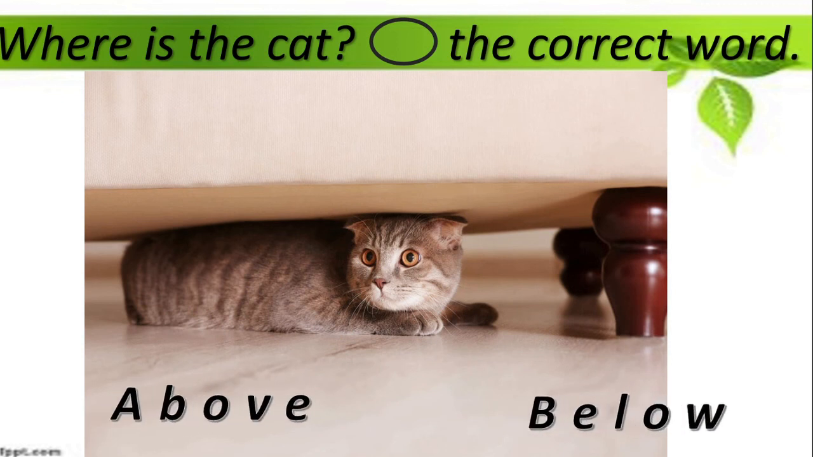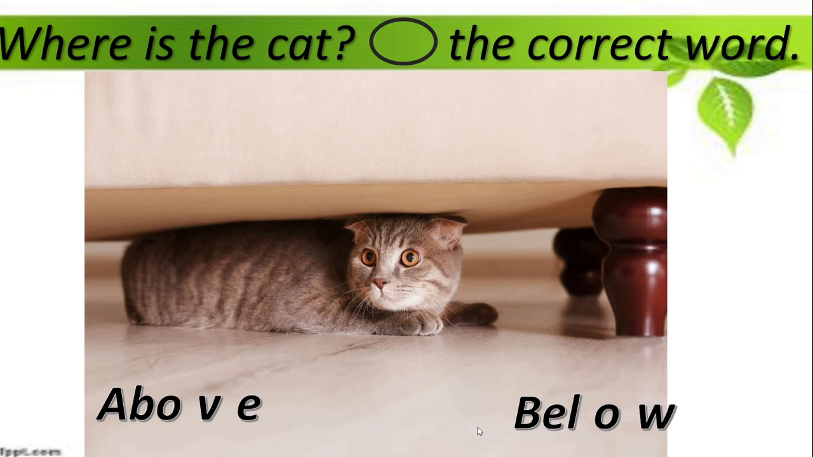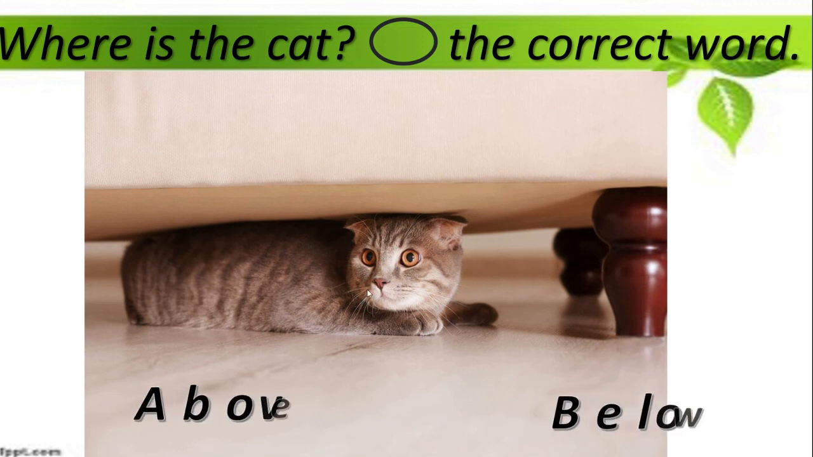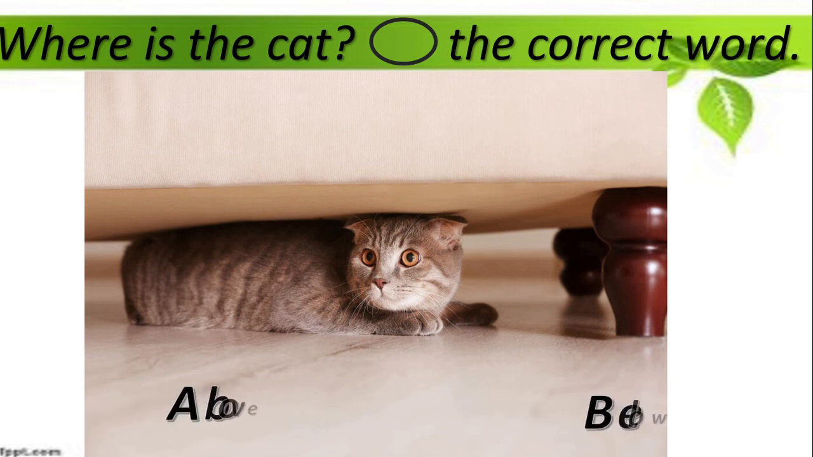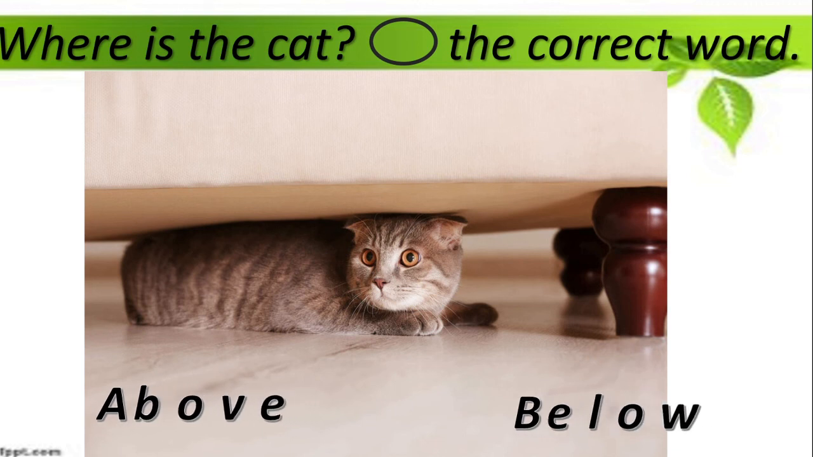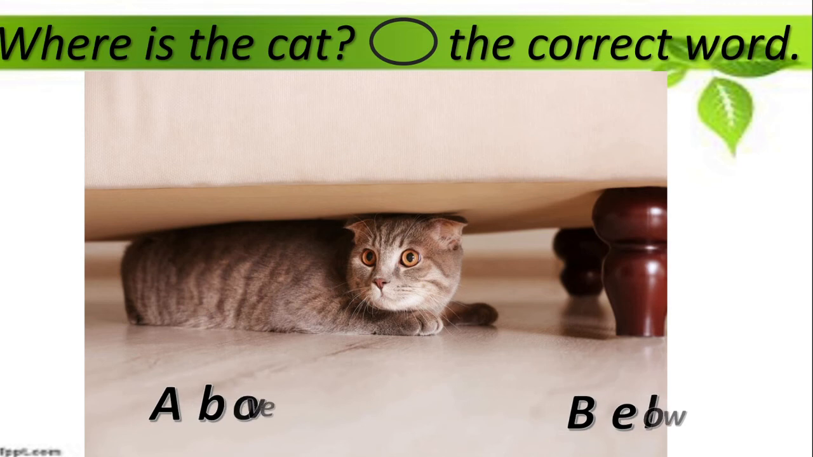Now the question is, where is the cat? Circle the correct word. Here you can see two words, above and below. Right? You have to observe the picture and you have to circle the proper word. If the cat is above, then you have to circle above. If the cat is below the sofa, then you have to circle below. That you have to decide. Okay?